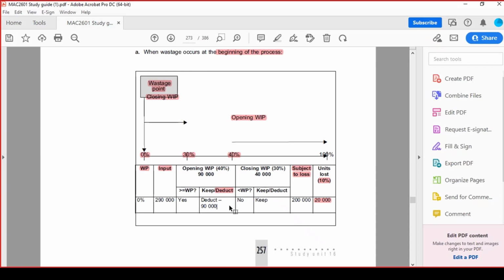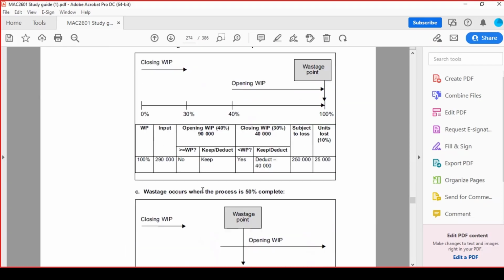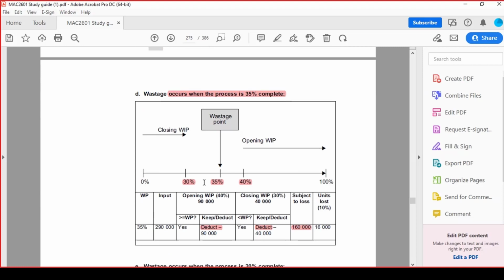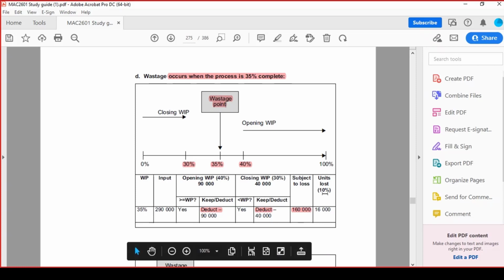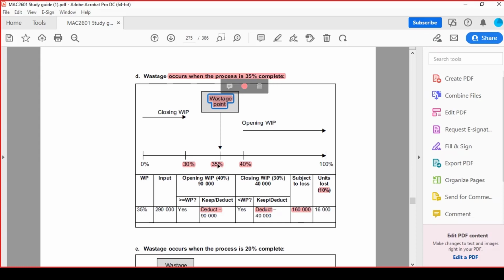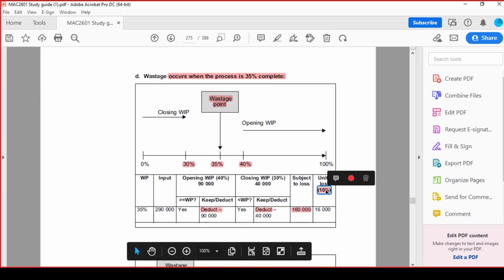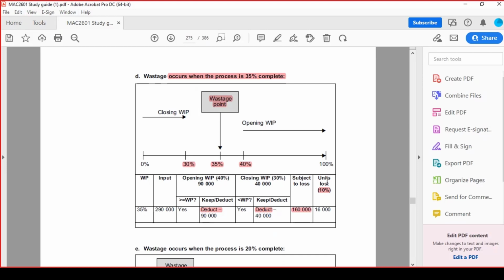Where do you see the 35%, Christopher? Are you talking about the first example or the second one that we did? This one. Yes, let's go to that one. Okay. So wastage point, remember, is where your loss will be, where you're doing your quality assessment. And then normal loss, this 10%, is how much of the units that get to this point where you're doing your quality assessment will be lost. So this one is the point where you will be doing your quality assessment. And this one is how much of the units that reach this point we are going to lose.